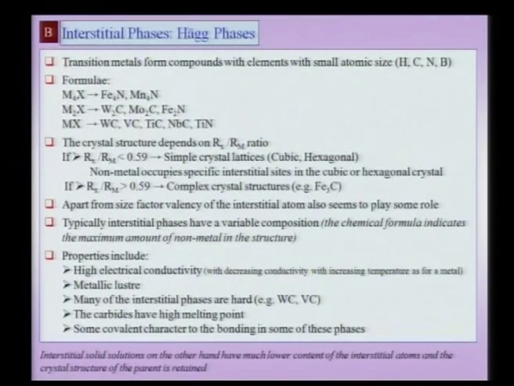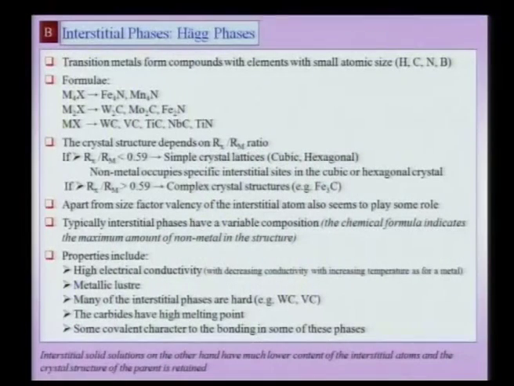The second example I take up here is interstitial phases, which are sometimes called the Hägg phases. Here again I need to distinguish these interstitial phases or interstitial compounds from the interstitial solid solutions. In interstitial solid solutions, typically the concentration of, say for instance, carbon in iron is usually small. But in the case of interstitial phases, the amount of carbon is large; one example of an interstitial compound could be Fe3C.